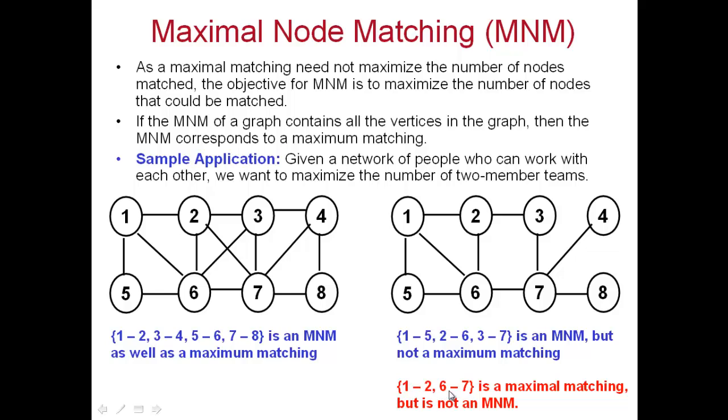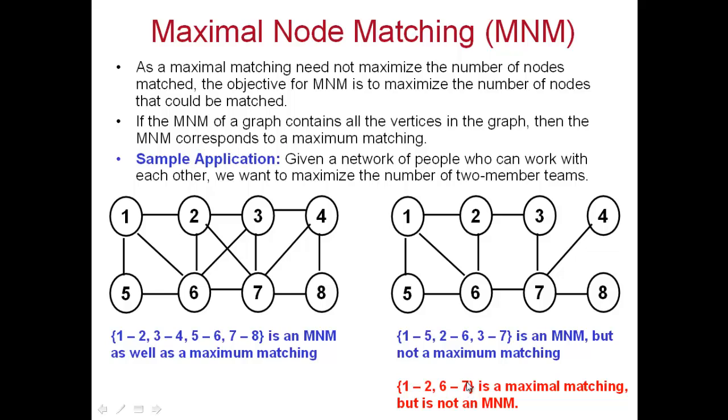Means it is currently a matching, no two edges have a common end vertex, and adding any other edge from this graph will violate the property of matching. So for example, you can try 1 5, 1 is already here, 1 6, 1 is already here, 2 3, 2 is already here, 3 7, 7 is already here, 4 7, 7 is here, 7 8, 7 is already here. So you cannot add any more edge to this set of two edges.